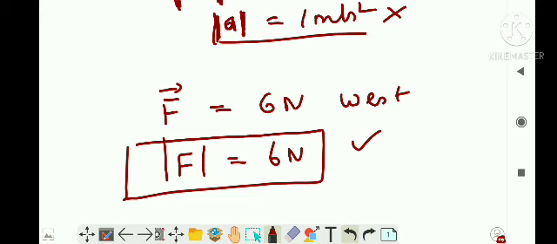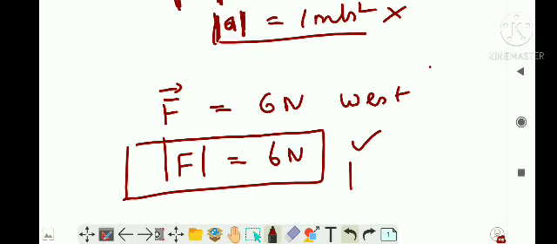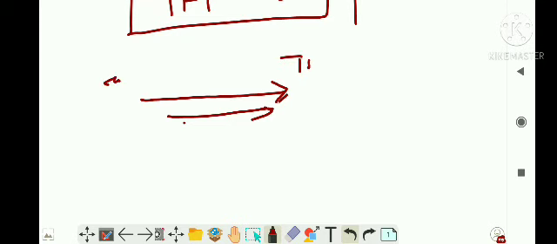Clear? So a vector can also be drawn, right? So how is a vector drawn? You draw it like a line, where the length of the arrow gives the magnitude. This is the tail, and this is the head. Clear?